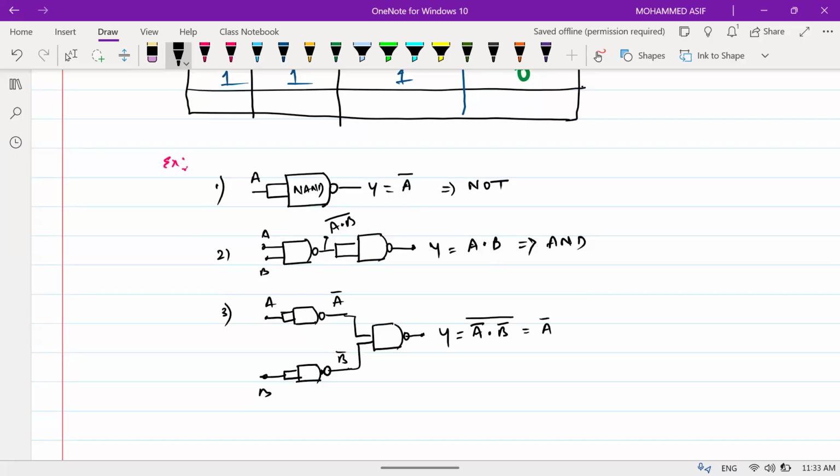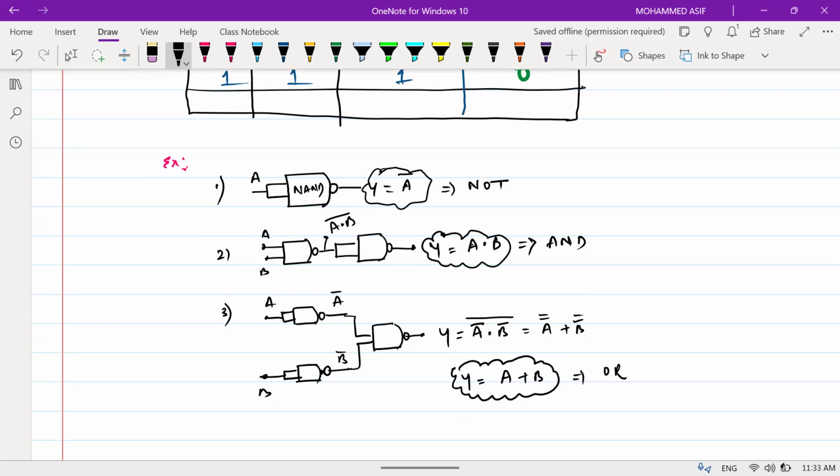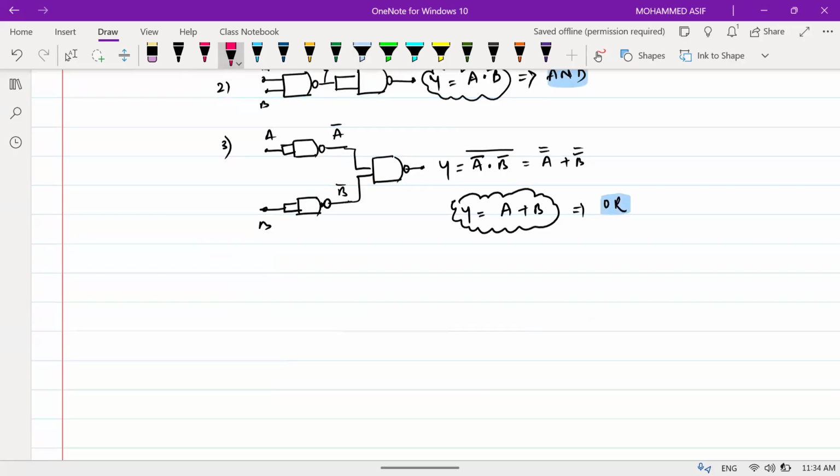That means it will be equal to A double bar. When there is a bar, when I'm removing the bar, the dot will become plus for me, and B double bar. And you know that Y is equal to A double bar will be equal to A, and B double bar will be equal to your B. So Y is equal to your A plus B will represent for me what type of gate, beta? It will be your OR gate. Am I clear? So that means what I'm telling you right now, from the universal gates we can get NOT gate, AND gate, as well as your OR gate. Clear?